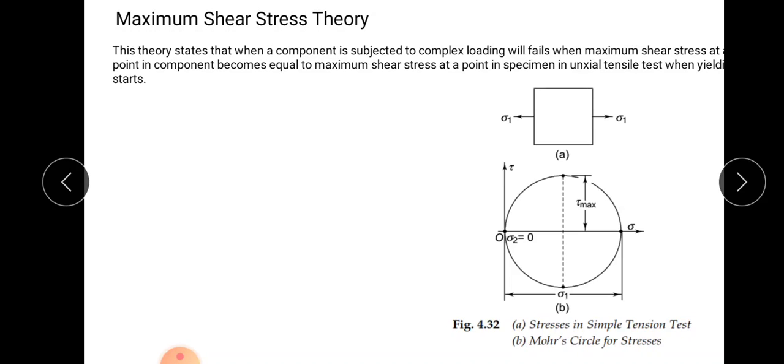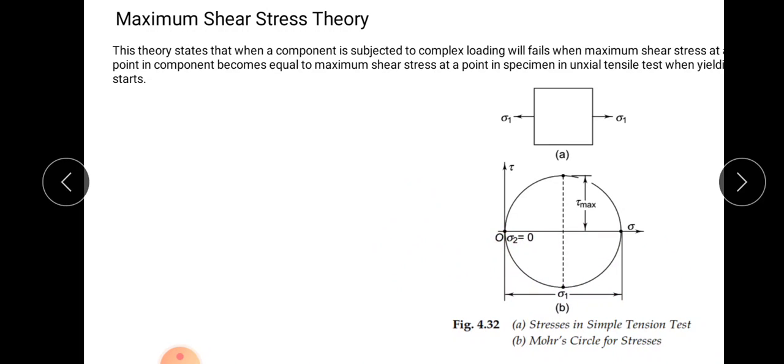So if it is subjected only in one direction, you will get only one principal stress, that is sigma 1. In biaxial you will get sigma 1, sigma 2. In triaxial you will get sigma 1, sigma 2, sigma 3. Now in uniaxial tensile stress you are getting sigma 1 only, okay. So if you consider the Mohr circle for stresses, you can see that you are getting sigma 1, which is the maximum principal stress, and sigma 2 will obviously be 0.